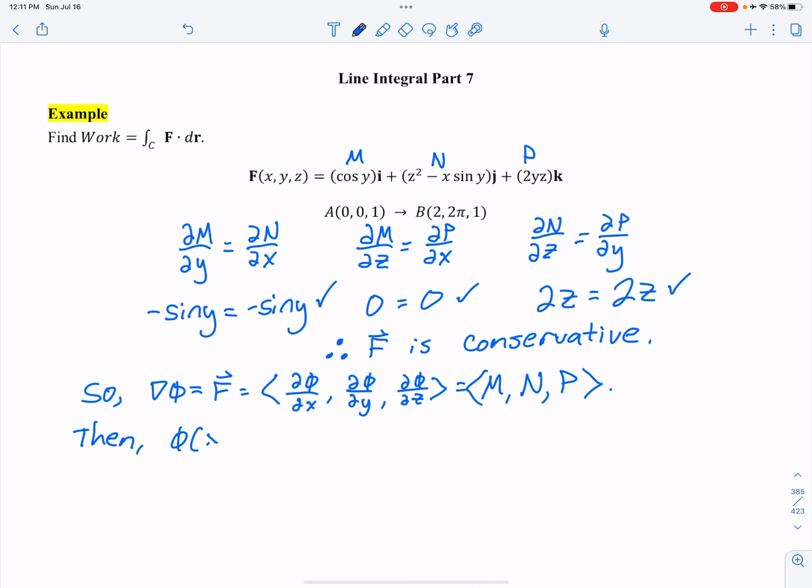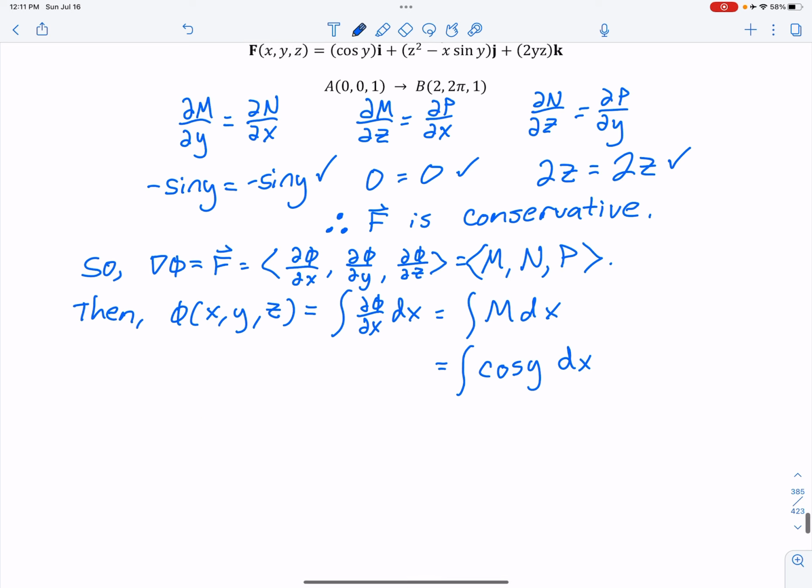Then phi of x, y, z, right, is going to be equal to the integral of the partial derivative of phi with respect to x, dx. And then we have the integral of M dx, because that's what M is by definition. We just wrote that out in the line above. So I'm going to replace now with M, which is a nice pretty cosine of y, dx, which is even better, because that means I just get to introduce an x. But we do have a function that could have existed in phi that was only in terms of y and z, and maybe constants that disappeared once we took our derivative to get the terms of x.